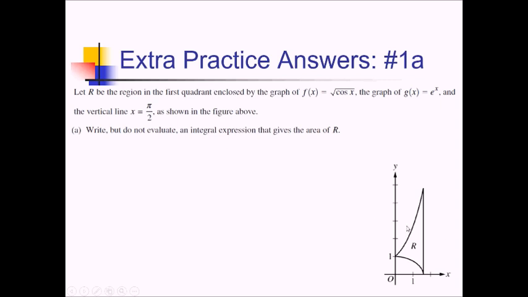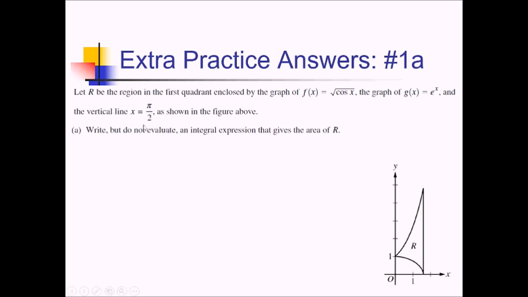So it helps to keep in mind that g of x, e to the x, is probably the easiest one to pick out. That's this function that starts at 1 and is going up. And then this radical cosine of x is going down here. And here's our vertical line they were talking about.